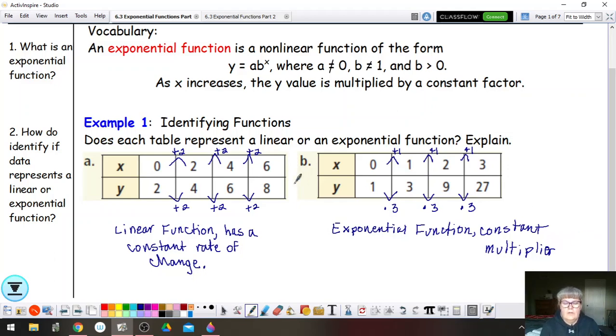So with a linear function, you're adding or subtracting the same amount. With an exponential function, you're going to be multiplying the same amount. Keep in mind that it can get smaller. The y value can decrease and still be exponential. That value would just be a fraction. Keep in mind that dividing by 2 is the same as multiplying by 1/2, or dividing by 3 is the same as multiplying by 1/3.